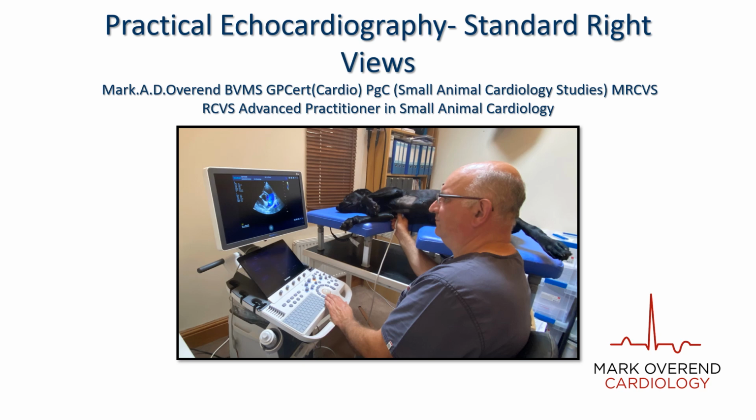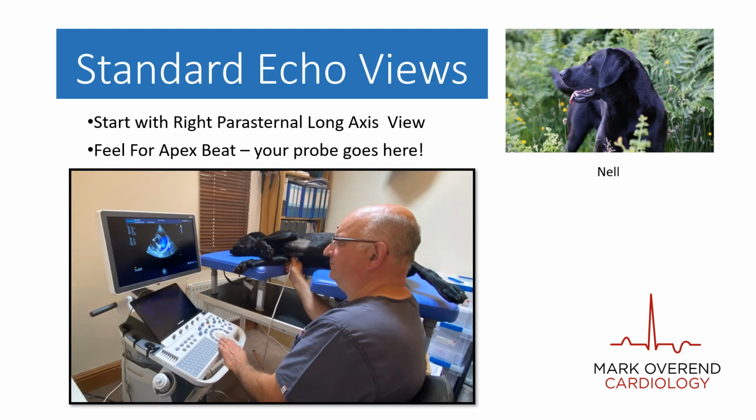Okay, I've produced this video to try and help you with your probe positioning to achieve the standard right parasternal echocardiographic views. So your starting point is to have your patient in right lateral recumbency, and basically if you feel for the apex beat, have your thumb on the button and you put your probe onto the chest wall. That's your approximate starting point.